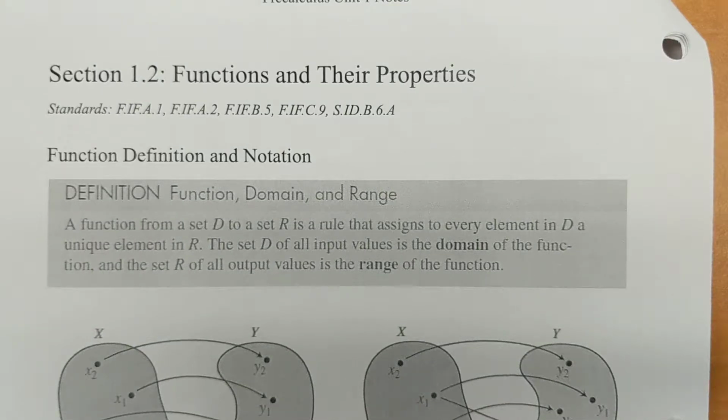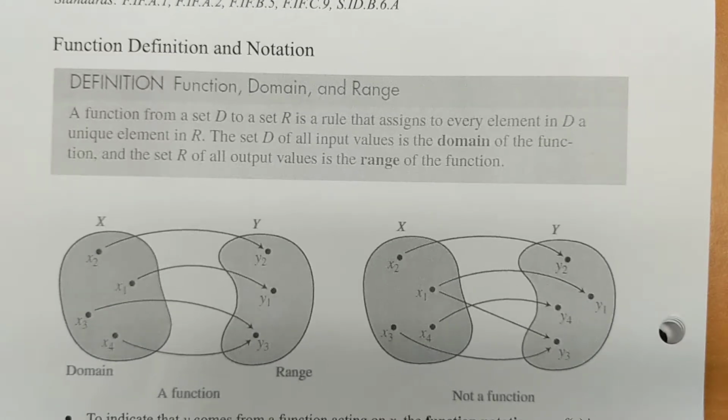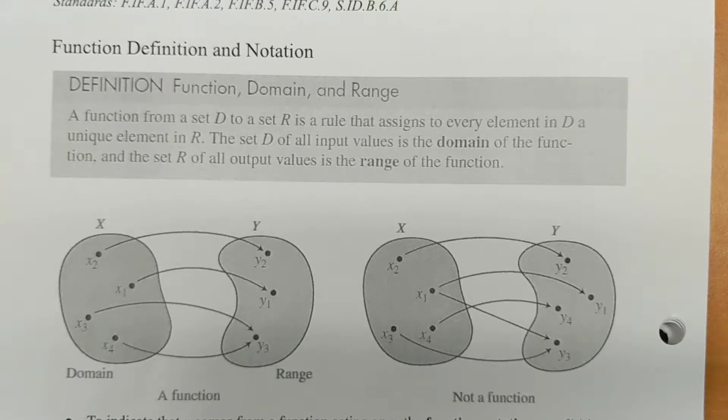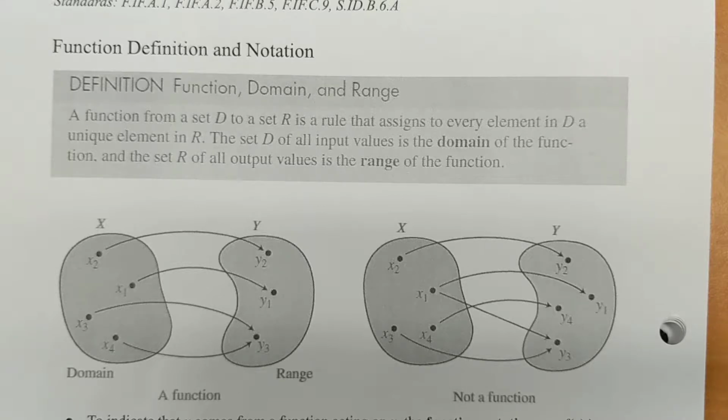All right, here we have the notes for section 1.2, functions and their properties. So first we got the definition of a function. A function from a set D to a set R is a rule that assigns every element in D to a unique element in R.